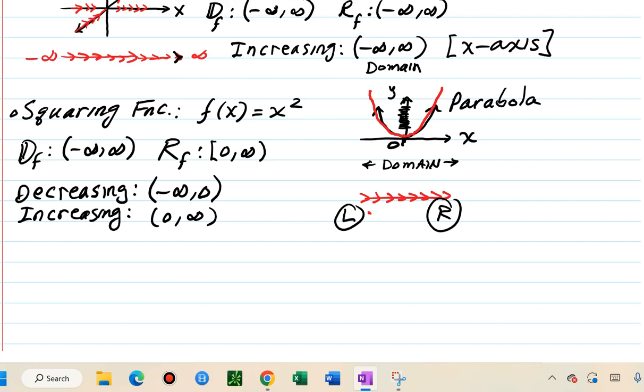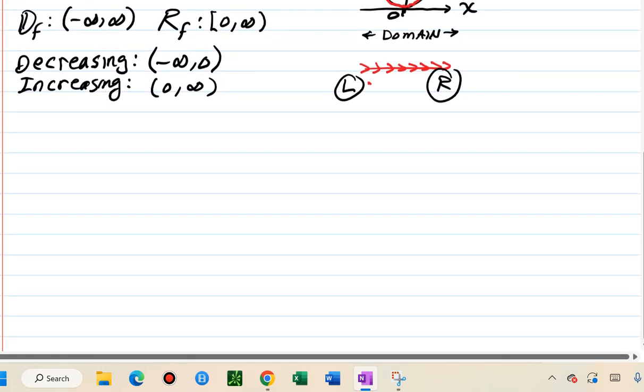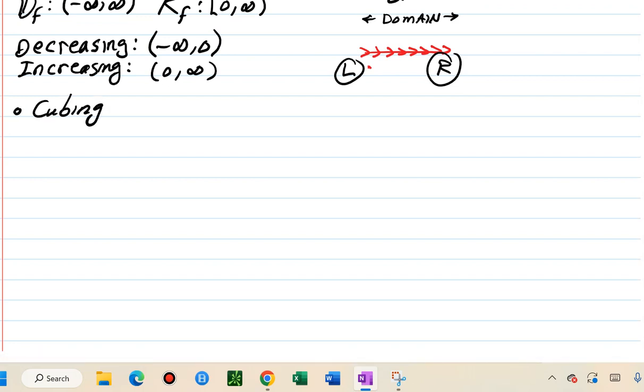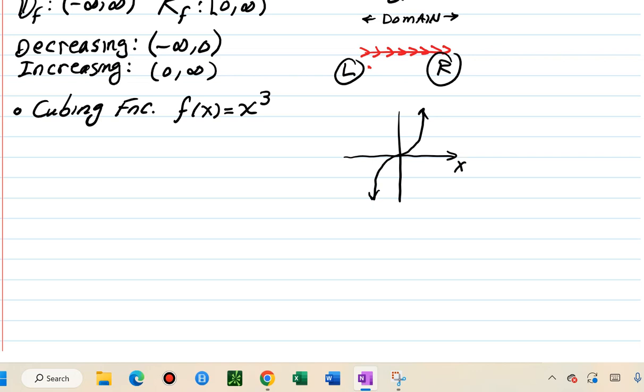So we have our squaring function. Now let's take a look at the function that follows the squaring function. We're going to look at our cubing function. Now the cubing function, f of x, is going to be x cubed. The graph of x cubed, in its most general and simplest form, is going to look like this. And there we go, roughly, that's what the graph looks like. So this is x cubed.